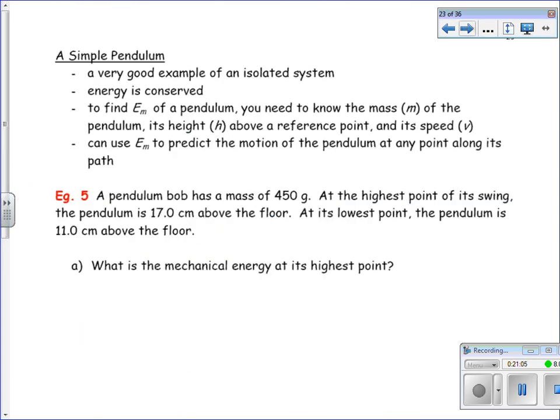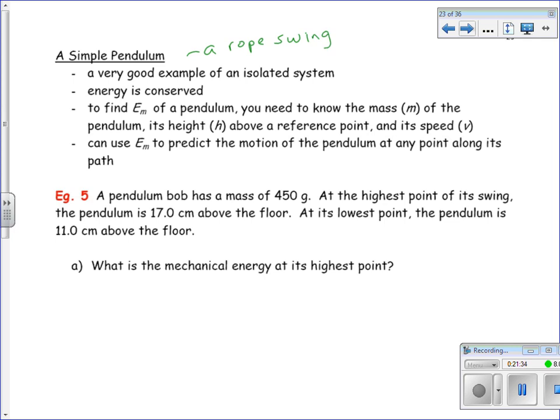Okay, now we have a pendulum. A pendulum is a really good example of an isolated system where energy is conserved. And to find the mechanical energy of the pendulum, you need to know the mass of the pendulum, its height above a reference point, and its speed. And you can use the mechanical energy to predict the motion of the pendulum at any point along its path. So in things about a pendulum, like if you think about a rope swing. So a rope swing is a pendulum. A swing itself, any kind of swing, is a pendulum.